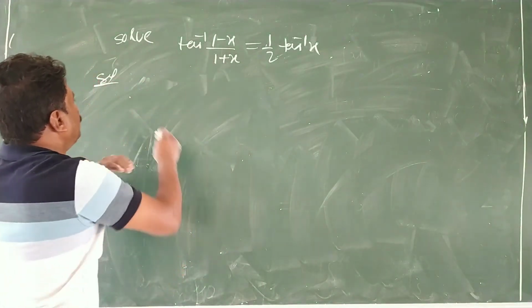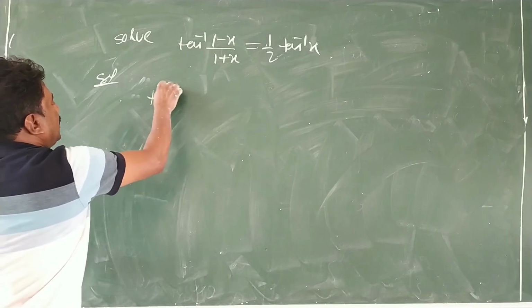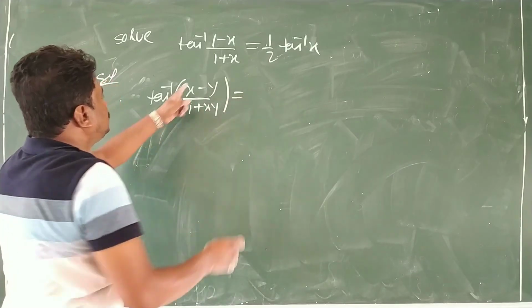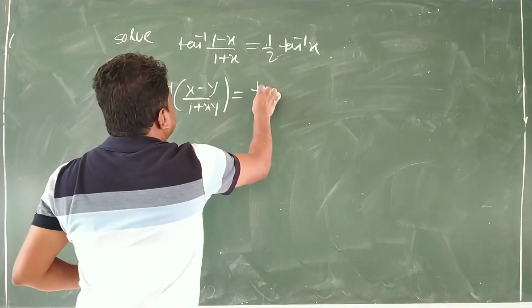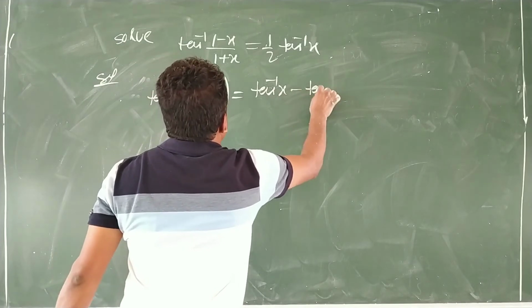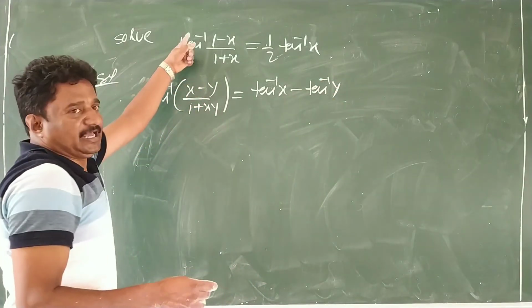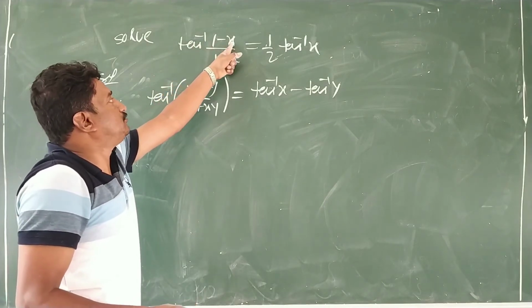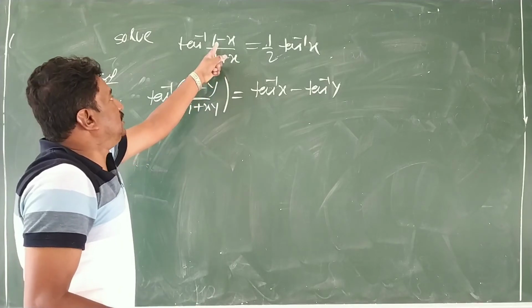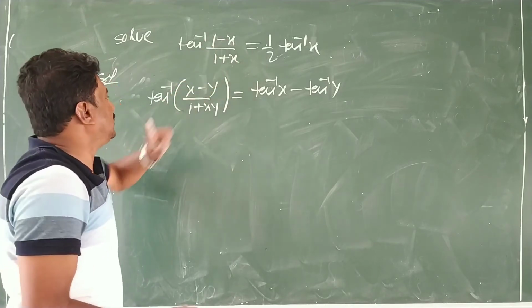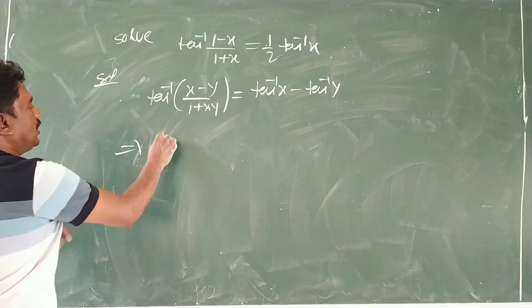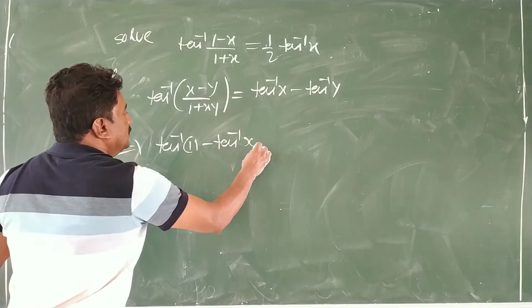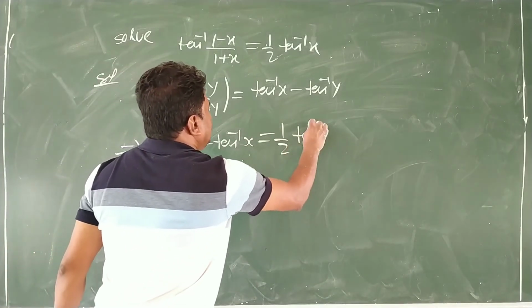Clearly it is in the formula form, tan inverse of (x minus y) by (1 plus xy). What is that? It is tan inverse x minus tan inverse y. Apply that. Assume this as y: tan inverse of (x minus y) by (1 plus x into y). So using that, tan inverse 1 minus tan inverse x is equal to half into tan inverse x.